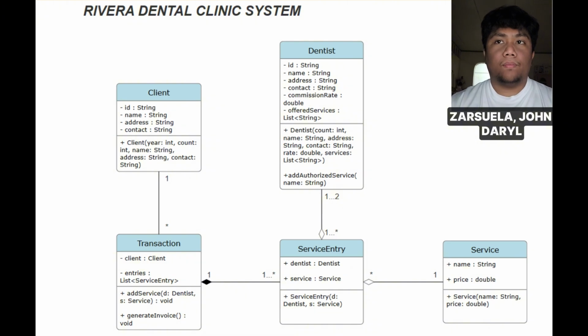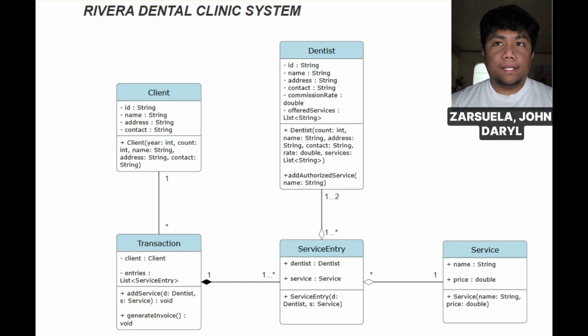Second, aggregation, the white diamonds. We use aggregation to connect service entry to the dentist and service classes. This allows for collaborative care because the entry only references the dentist and service; the actual doctor's profile and the price list remain independent. If a price changes today, it doesn't break the history of transactions from last year.